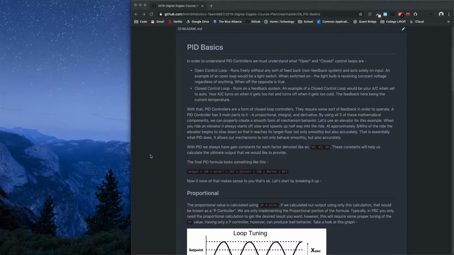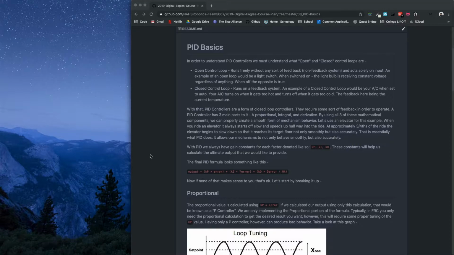So a closed control loop, I briefly described it there, but essentially it runs on a feedback system. It gets some sort of input. An example of that would be your AC whenever set to auto. So your AC turns on when it gets too hot and then turns off when it gets too cold. The feedback here being the current temperature, right? So with that, PID controllers are essentially a form of closed loop controllers. They require some sort of feedback in order to operate, and a PID controller essentially has three main parts to it: proportional, integral, and derivative.